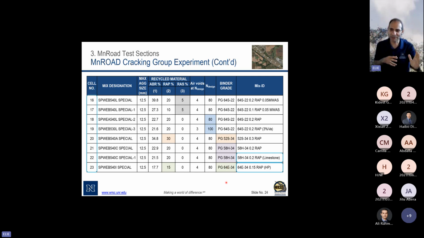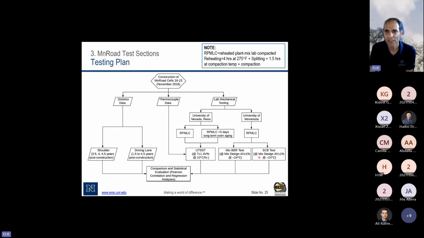So this is just a bit of the combinations. All of them have RAP, some have RAS, some have only PG 64-22, and then you have a PG 52-34, PG 58-34, and PG 64-34, and different combinations of RAP contents, and then also, in one of the cases, different aggregate mineralogy. So the experimental plan is large.